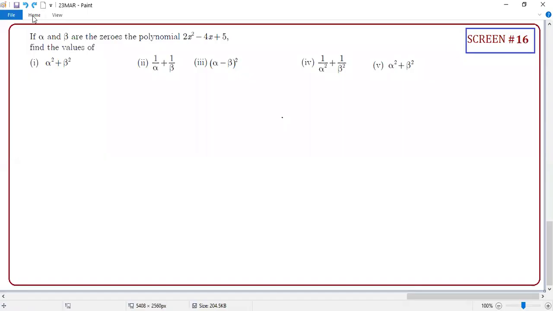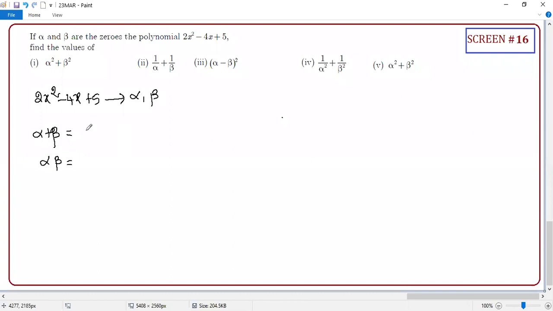So it is very clear we cannot use the factorization method, meaning finding actual zeros and then solving. Okay, then let's go with the relationship. Right, Bharat, whatever you said is correct. 2x square minus 4x plus 5. Alpha and beta are the zeros. What can you find immediately? Alpha plus beta, alpha into beta.